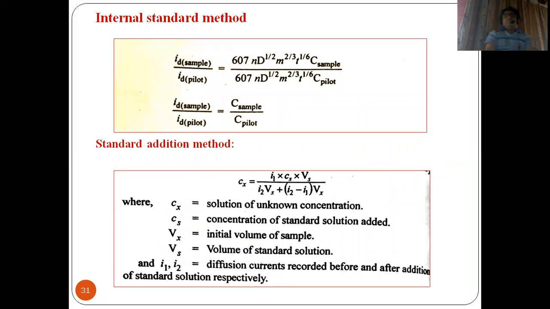There is another method, the internal standard method. By using this particular formula, diffusion current of sample divided by diffusion current of pilot is equal to concentration of sample divided by concentration of pilot. Also, the standard addition method is useful in the polarographic method, where Cx, the unknown concentration, is equal to I1 into Cs into Vs divided by I2 into Vs plus in bracket I2 minus I1 into Vs.